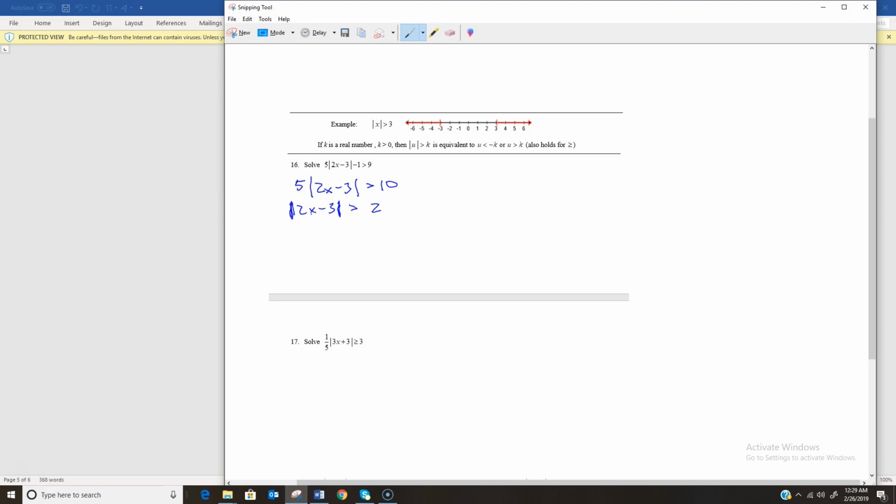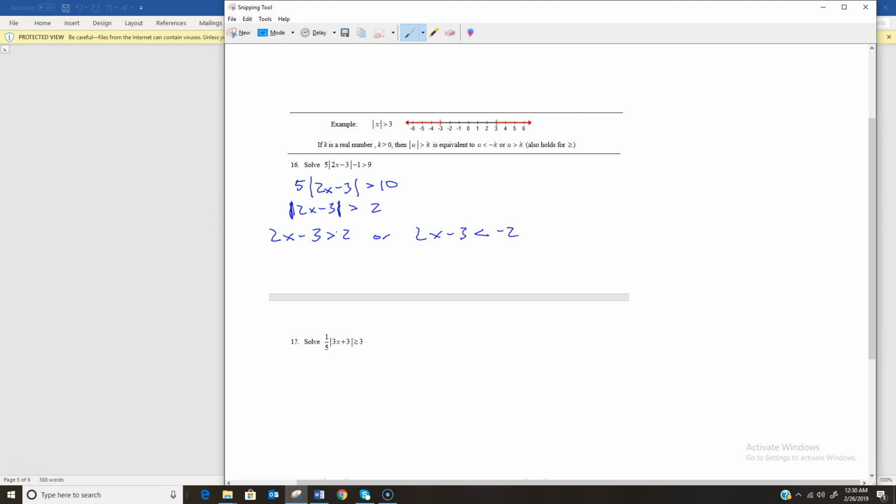But you could also have anything that was smaller than negative 2. Because, for instance, let's say the inside of here came out to be negative 5. When I take the absolute value of that, I get 5. And 5 is greater than 2. So we're going to split these like we did before, but it's going to be 2x minus 3 is greater than 2, or 2x minus 3 is less than negative 2.